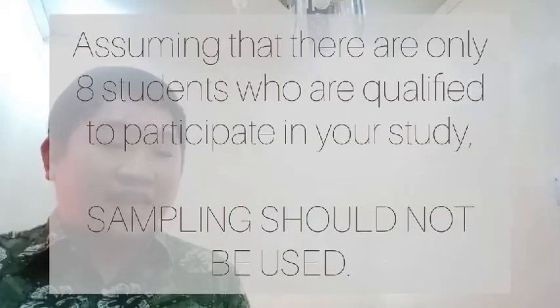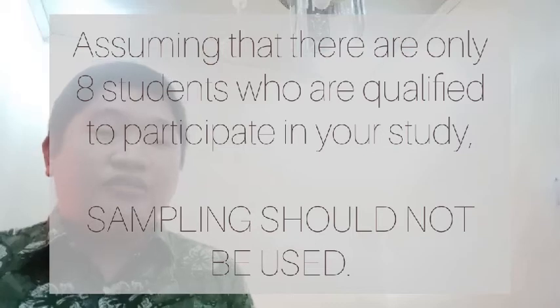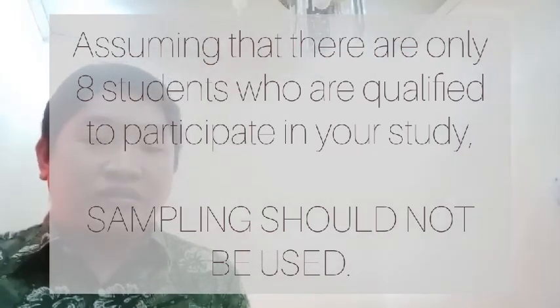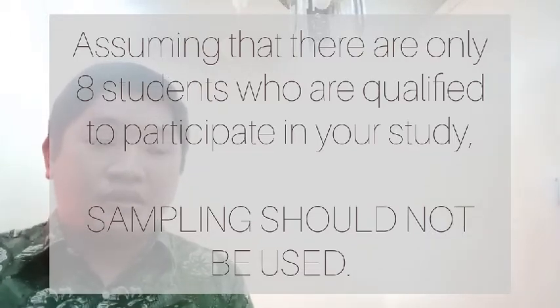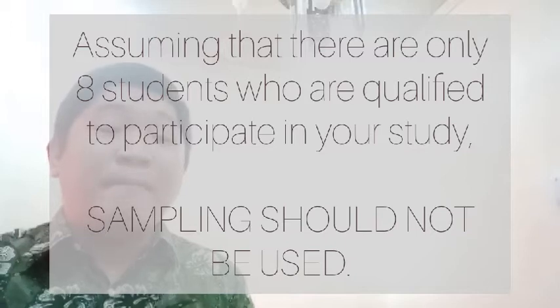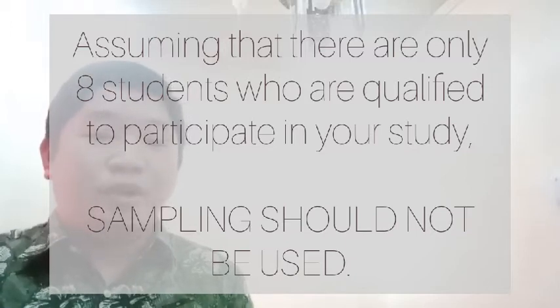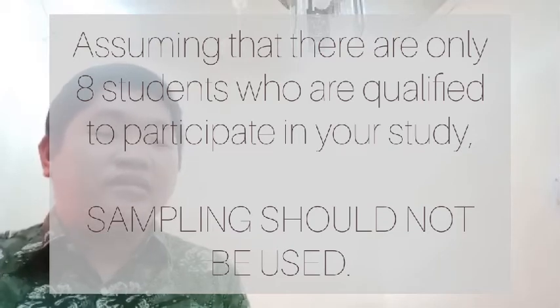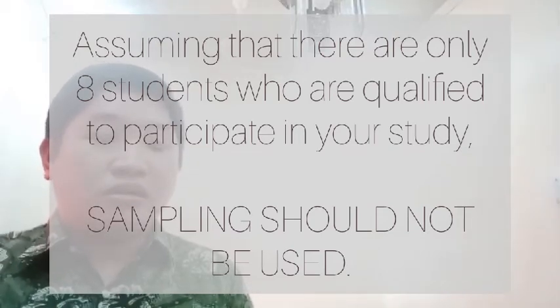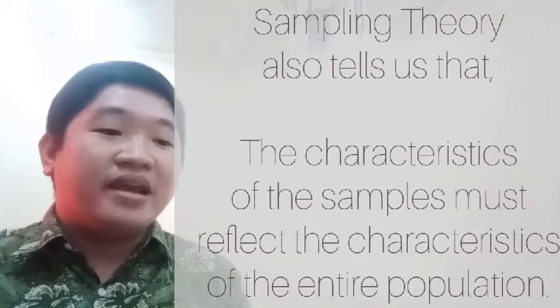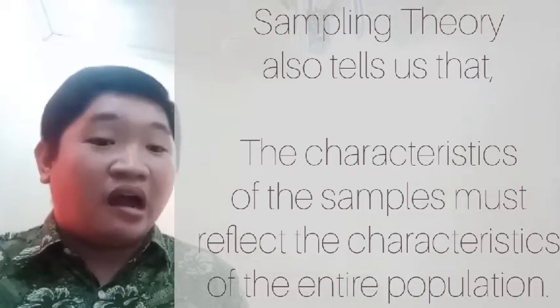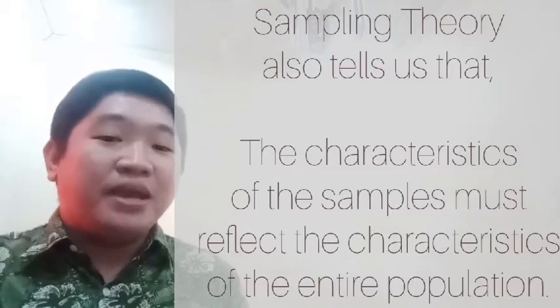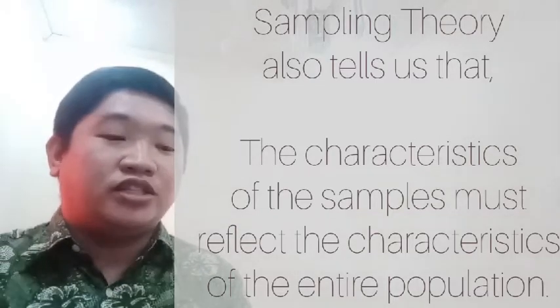This implies that in your action research, assuming that there are only 8 students who are qualified to be your respondents, sampling is not applicable because 8 is only a small number in the first place. So get them all. Include all those 8 students in your study. Also, sampling theory assumes that the characteristics of the samples must be reflective of the characteristics of the entire population. Whatever the results are using the samples must be assumed to be the truth in the entire population.